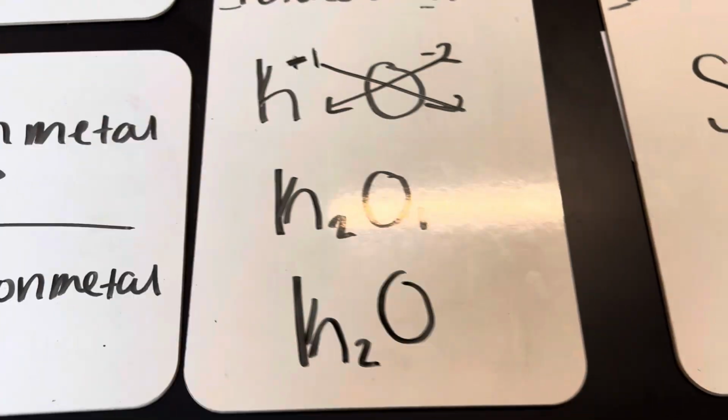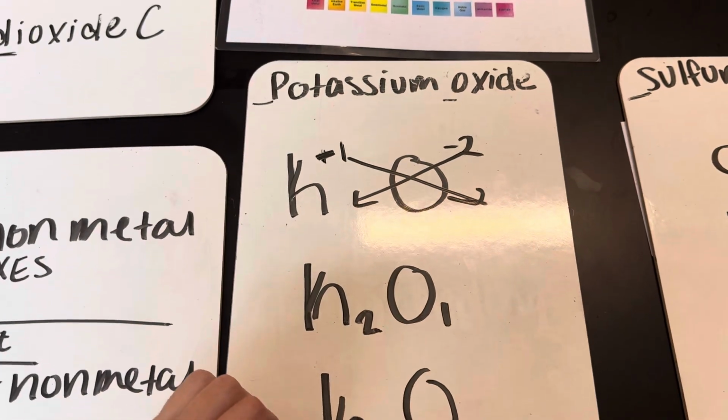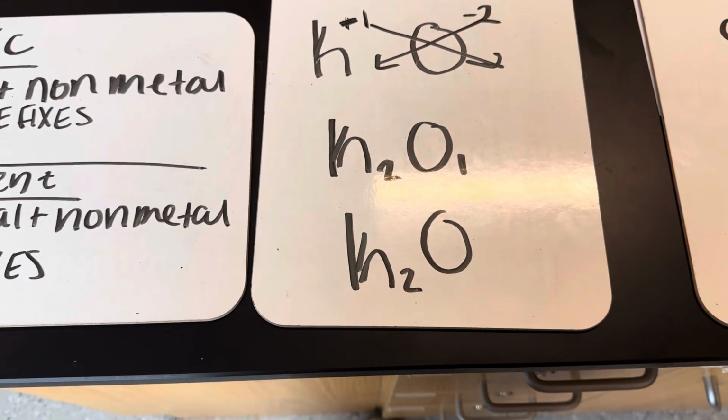So I would have no way of knowing that I had 2 potassiums in this compound based on looking at the name. But I do, which is why you have to do the crisscross.